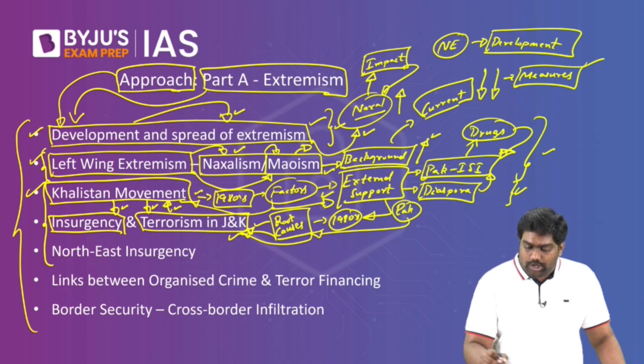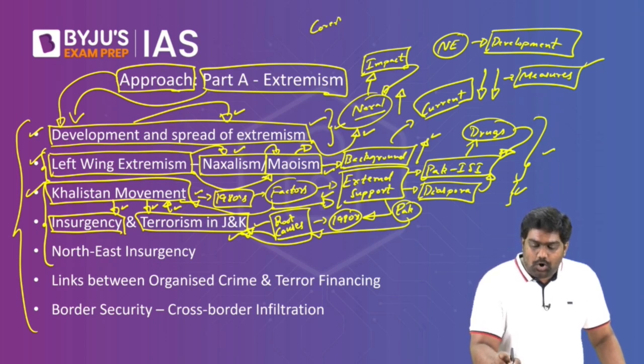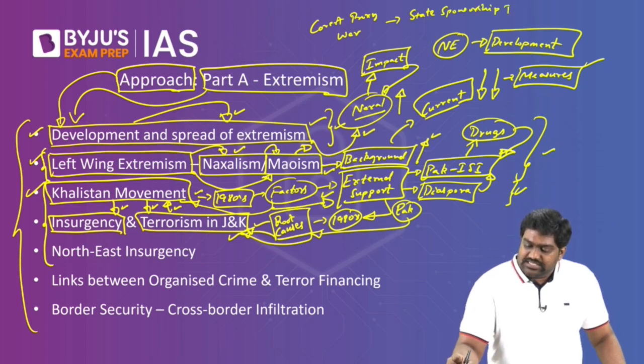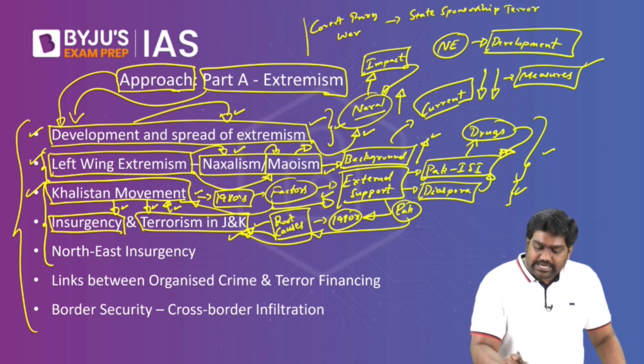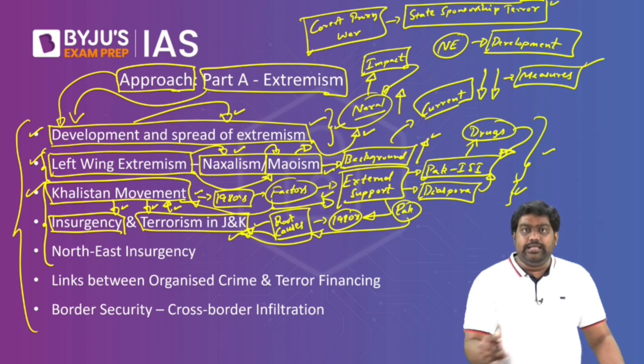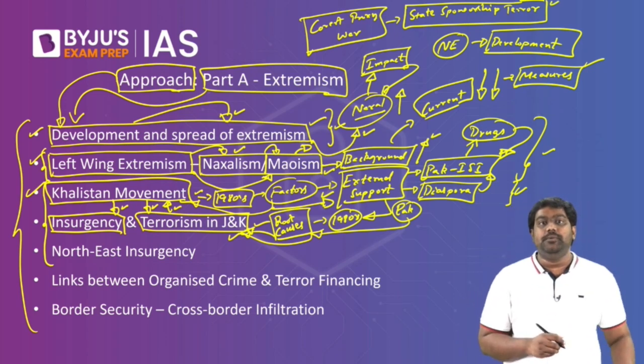Essentially, you focus on Pakistan's covert proxy war against India, and you study Pakistan's role in state sponsorship of terrorism against India. So this will give you a holistic picture about the threats India has faced with regard to extremism and terrorism, particularly in J&K as well as in Punjab.